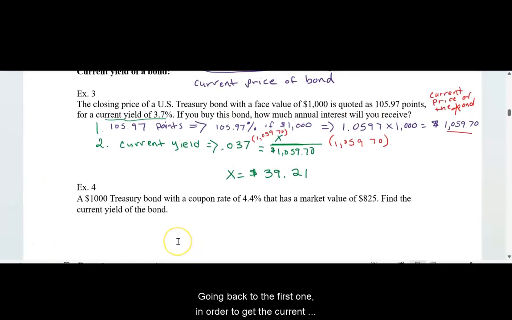Going back to the first one, in order to get the current price of the bond, we had to take the points. Let's see if I can get that to show you with my cursor. You have to take the points, turn it into a percent, turn the percent into a decimal, and then multiply it by the face value. So we had to do some manipulation with this problem so we could get all of the variables we needed.